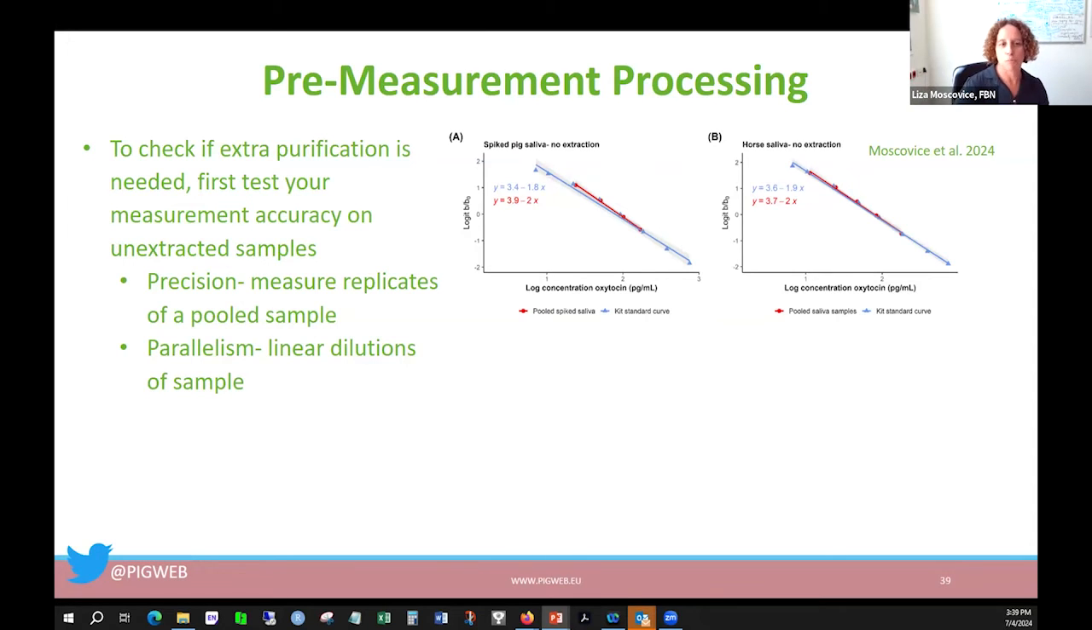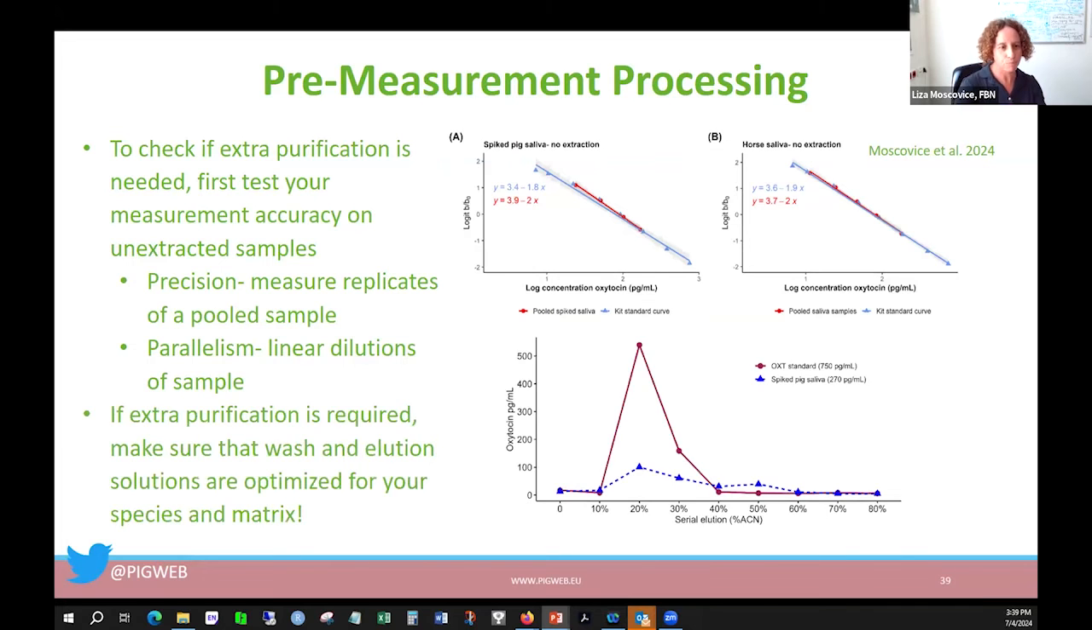For pigs, we can also get a nice parallelism, but only if we spike the sample, because the concentrations were too low to run a parallelism without spiking. For us, that's the reason that we extract our samples. It's also for concentrating the sample. Check yourself, especially when you have a new species and you're first measuring oxytocin in saliva, and see if these validations work with unextracted samples. Otherwise, try an extraction.